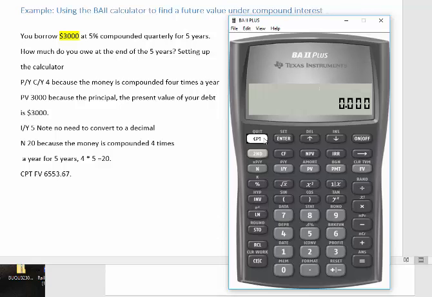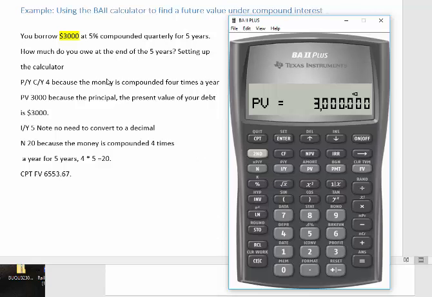Second quit, and we're back to 0. Now the calculator is set up. Now we need to put in the variables. $3,000 is the principal, so that's a present value. That's what you owe right now.